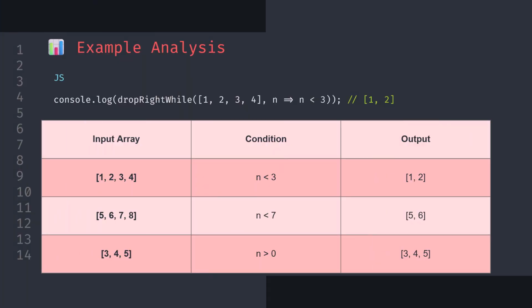Let's look at a few examples. In the first one, we remove 4 and 3 until we reach 2, which satisfies the condition. In the second, we stop at 6, and in the third, all values meet the condition, so nothing is removed.